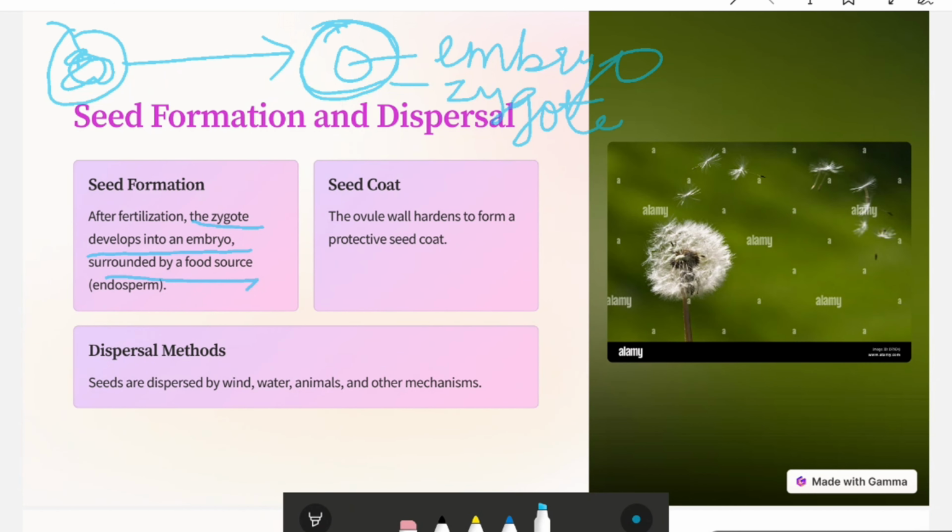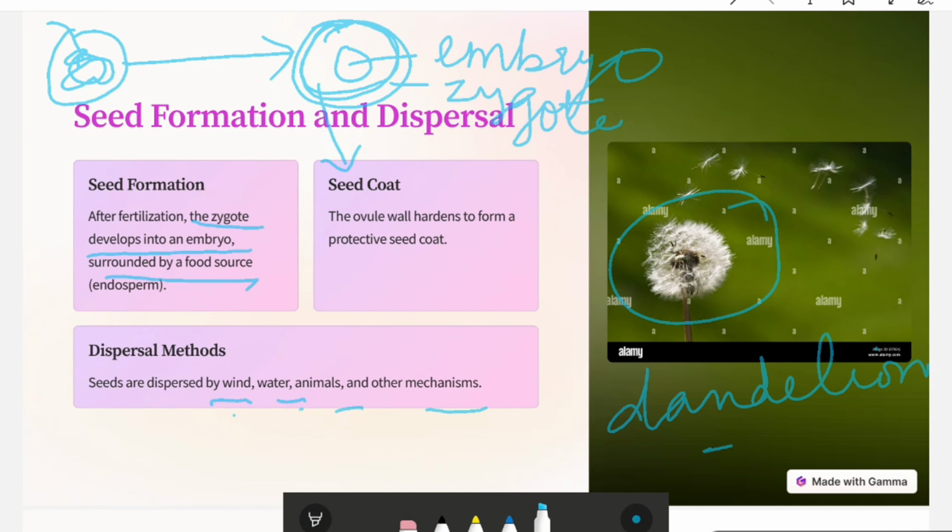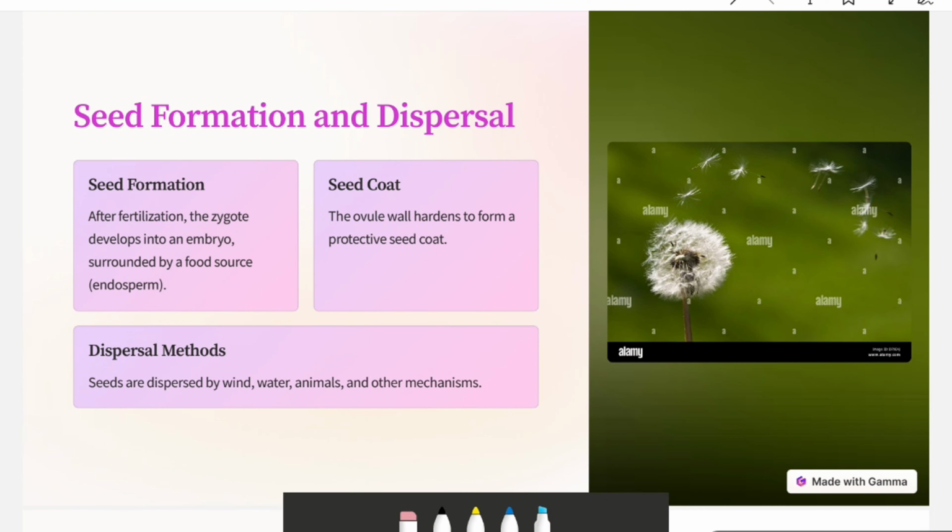And then what will happen? The ovule wall, the outer wall, will harden and form a seed coat. Again, how are these seeds dispersed? The dispersal methods are by wind, water, animal, and other mechanisms. Here you can see the flower of a dandelion, and this is being dispersed by wind.